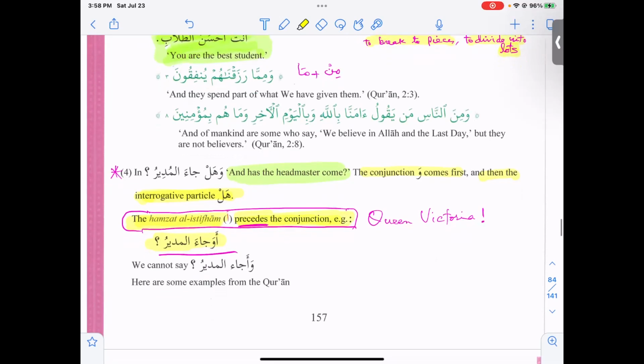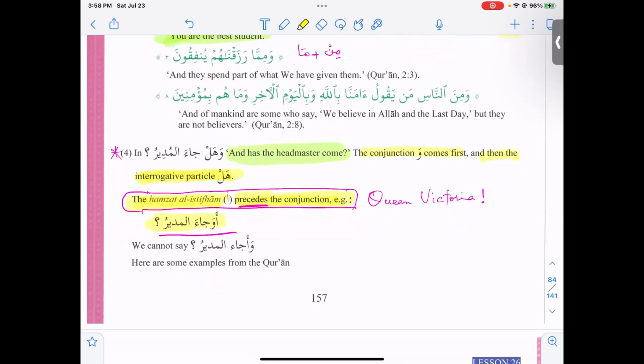Wow. How will you say? A-wa ja'a al-mudir? We cannot say wa a-ja'a al-mudir. No, we cannot say that. So when the hamza comes, it will always be in the front. Always in the front.